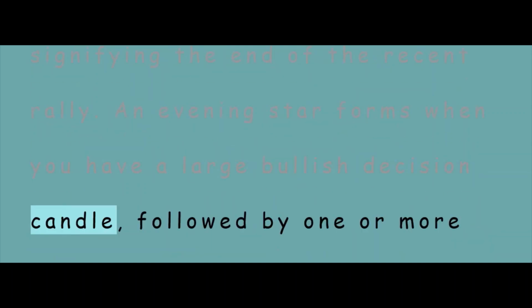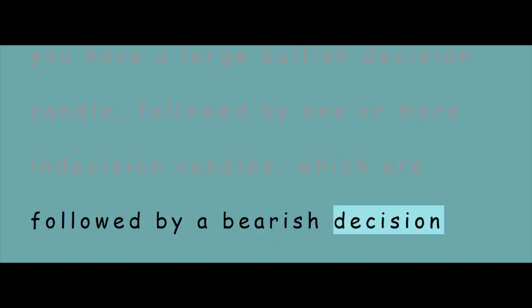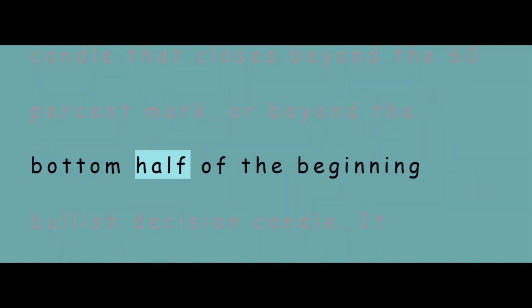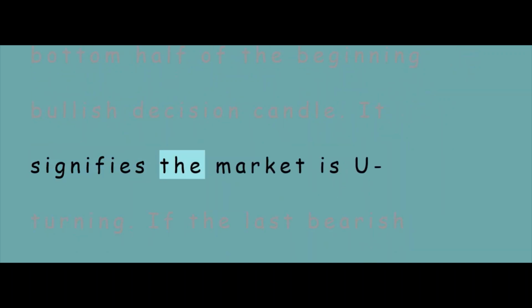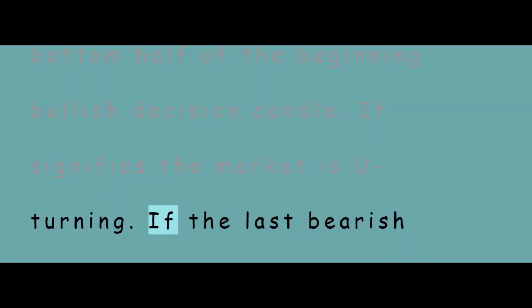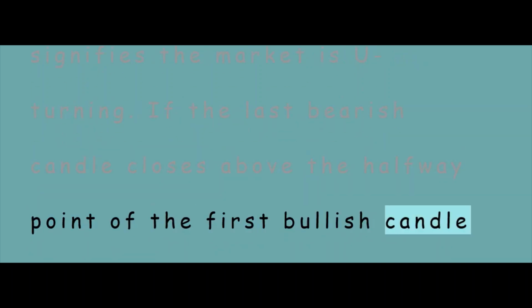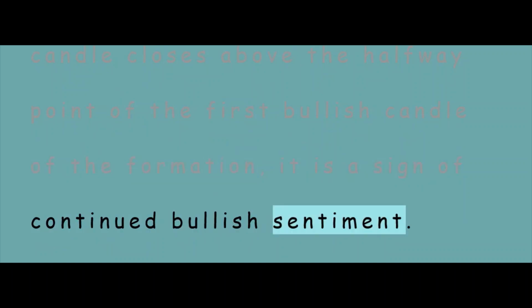An evening star forms when you have a large bullish decision candle, followed by one or more indecision candles, which are followed by a bearish decision candle that closes beyond the 60% mark, or beyond the bottom half of the beginning bullish decision candle. It signifies the market is U-turning. If the last bearish candle closes above the halfway point of the first bullish candle of the formation, it is a sign of continued bullish sentiment.